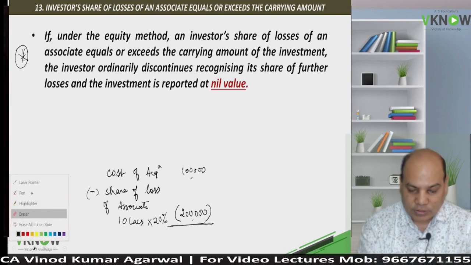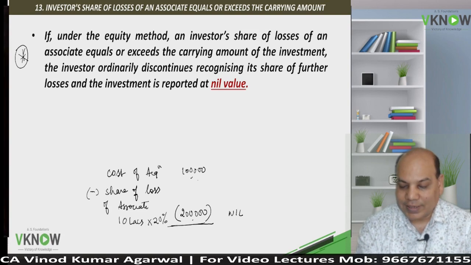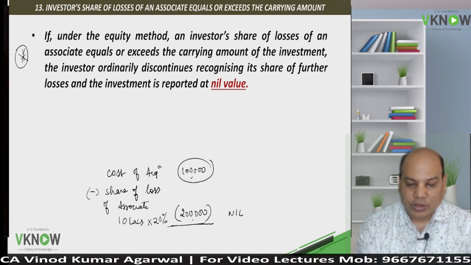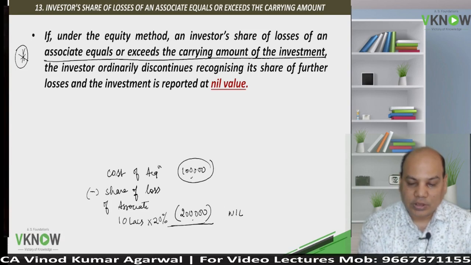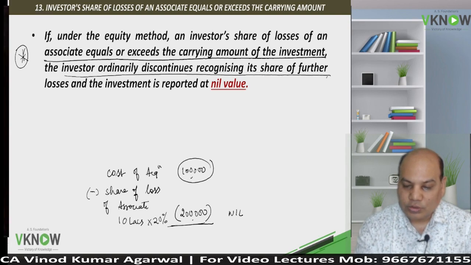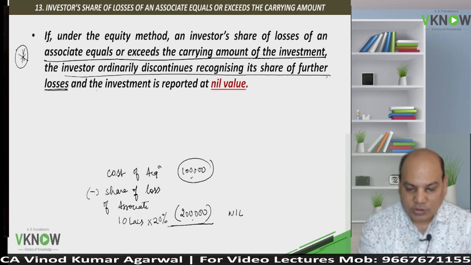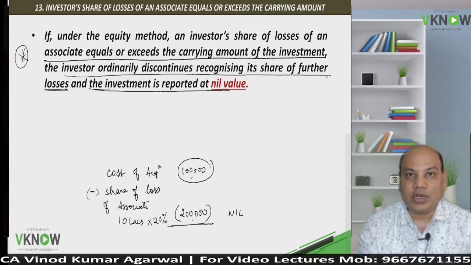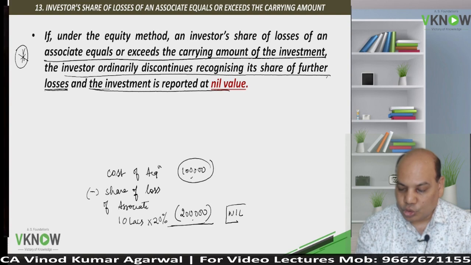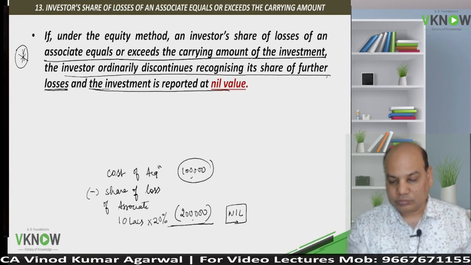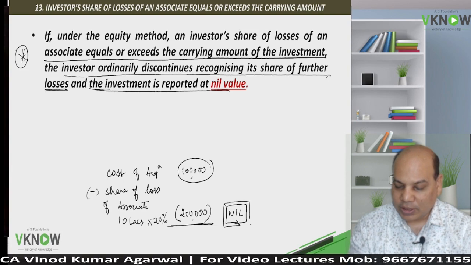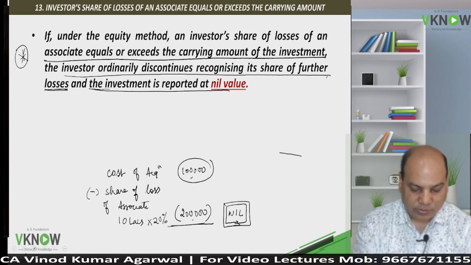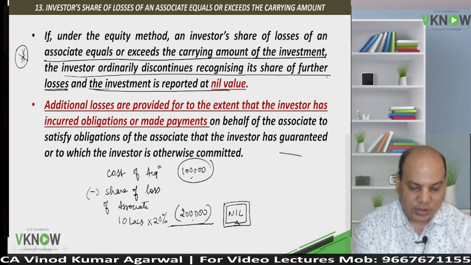So the standard says, if your share of loss equals or exceeds the carrying amount, the investor ordinarily discontinues recognizing its share of further losses and the investment is reported at nil value. So the investment will be shown at nil value. This is the first rule. The general rule is that if your share of loss exceeds the carrying amount, show the investment at nil value. But there is an exception to that.